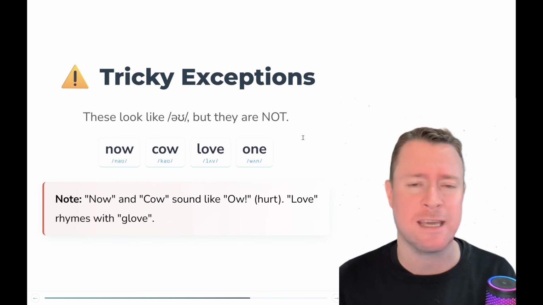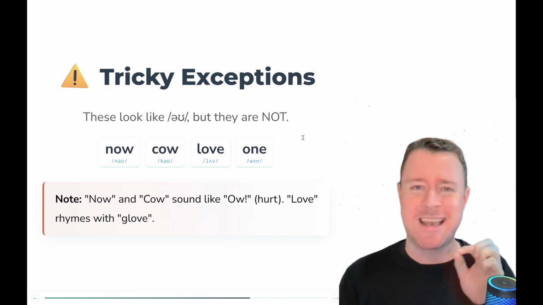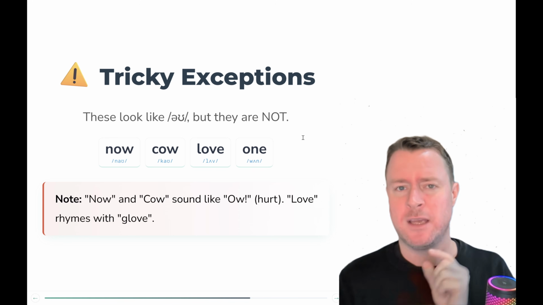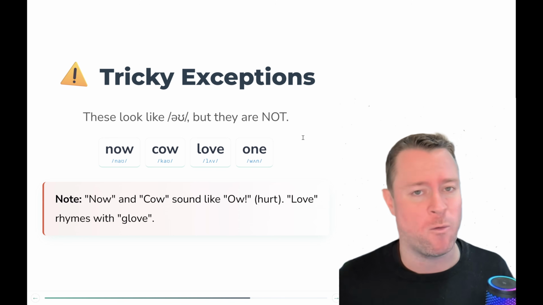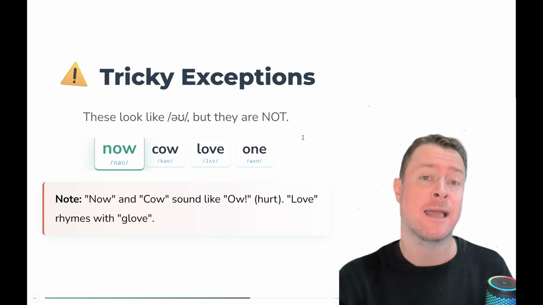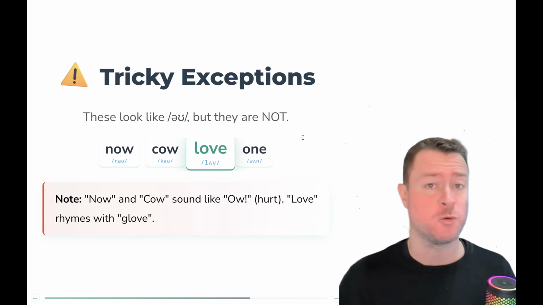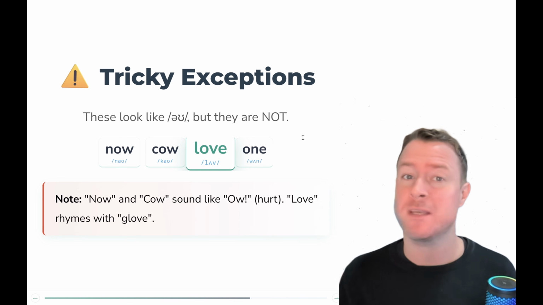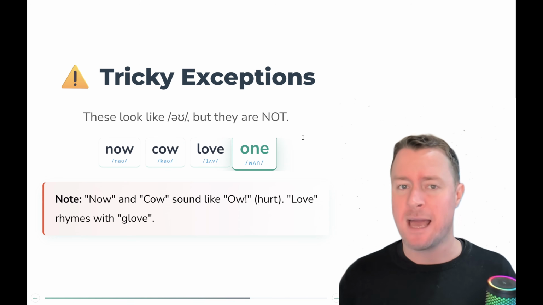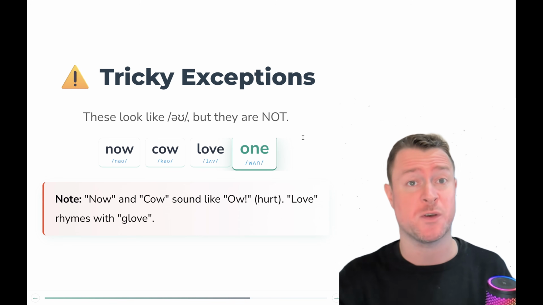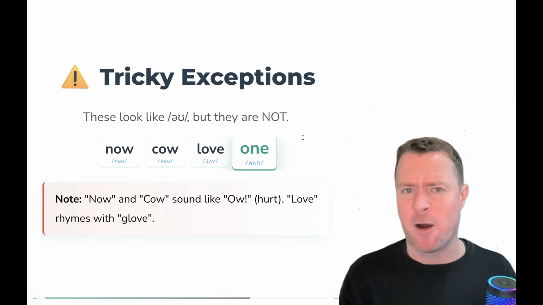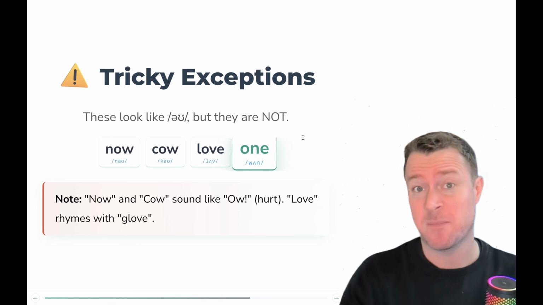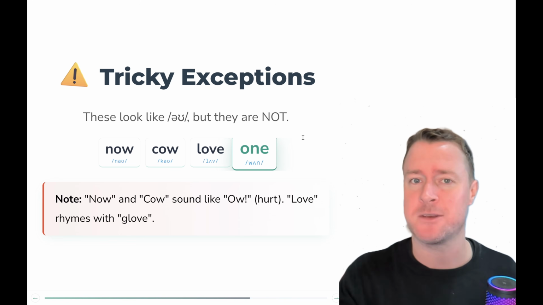Now, these are some tricky exceptions that you should learn. They look like they should be O, but they are not. So be very careful. It looks like it should be no, but it's now, now. And cow, cow. And also love, love. Everybody knows this one, right? But it's not loave, it's love. Love is an exception here. And of course, one. One is also an exception. So now and cow actually sound like ow, ow. They don't sound like o. Love rhymes with glove. When it's cold outside, you have gloves on.